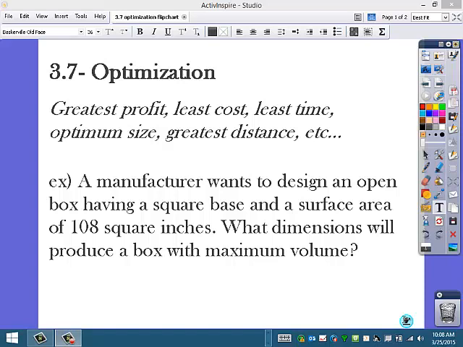Today we're talking about optimization, kind of switching gears a little bit. We're still using the derivative. It's just helping us solve a different type of problem than we've been doing the past few weeks. So optimization is really cool. It's super applicable to the real world.